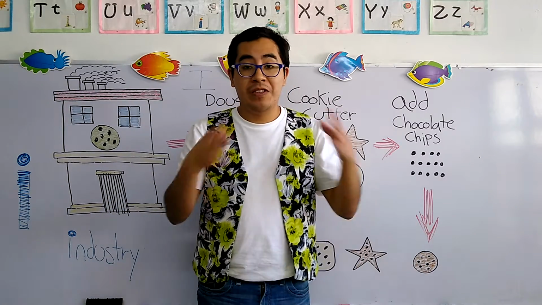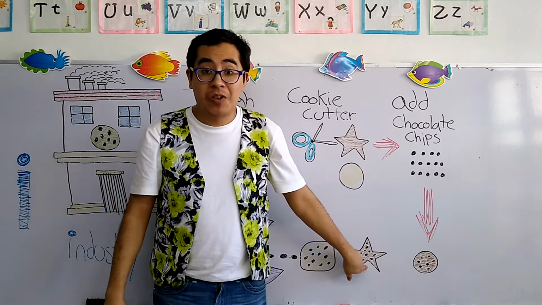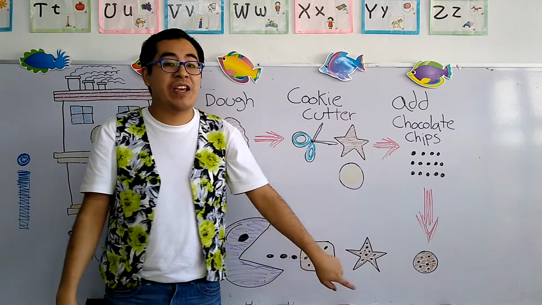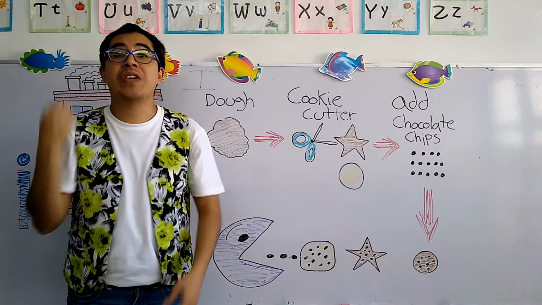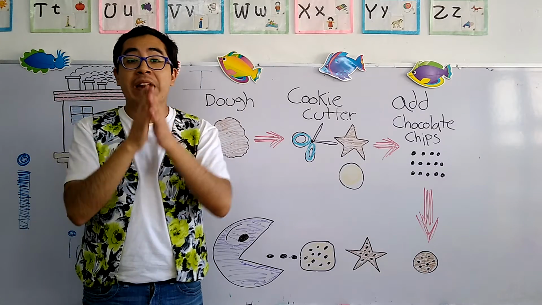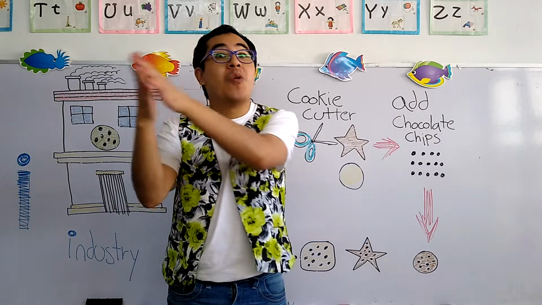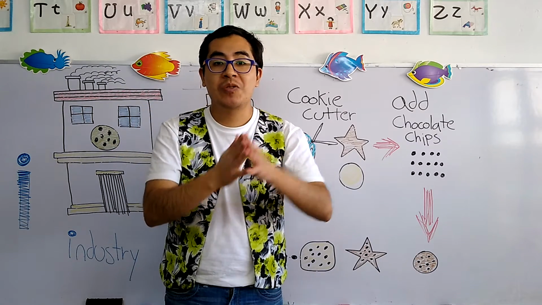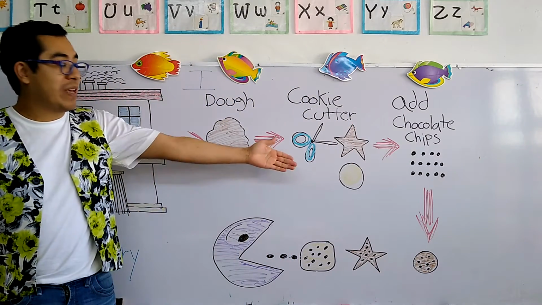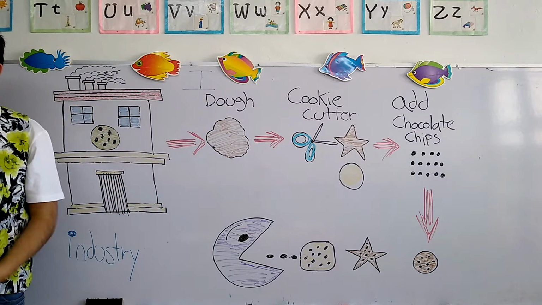So the cookies that the teacher makes are in form of a circle, in form of stars, and in form of rectangles or squares, and they are ready to go. They are ready to eat. Ya están listas para comer. So remember, an industry is the place where we create cookies or toys, okay? Una industria es donde fabricamos galletas o juguetes. In this case, we already mentioned the process of cookie making. Aquí fabricamos las galletas in this industry.